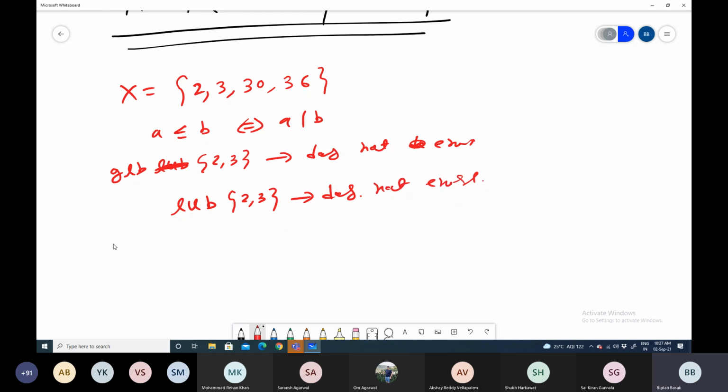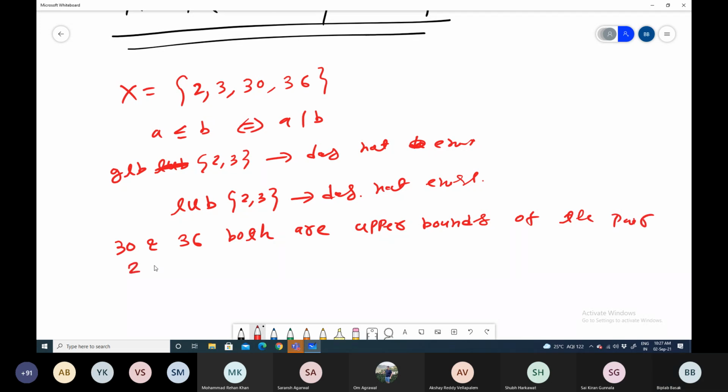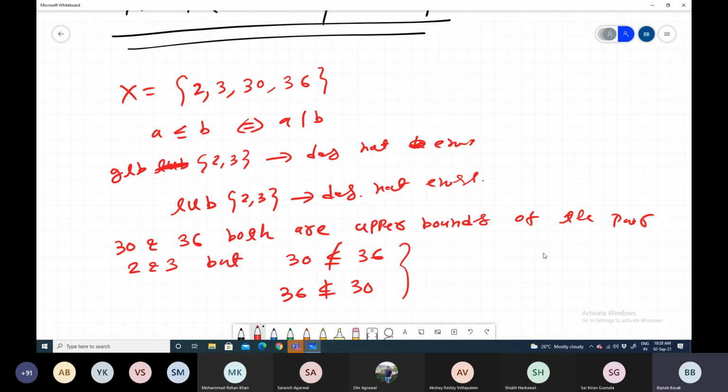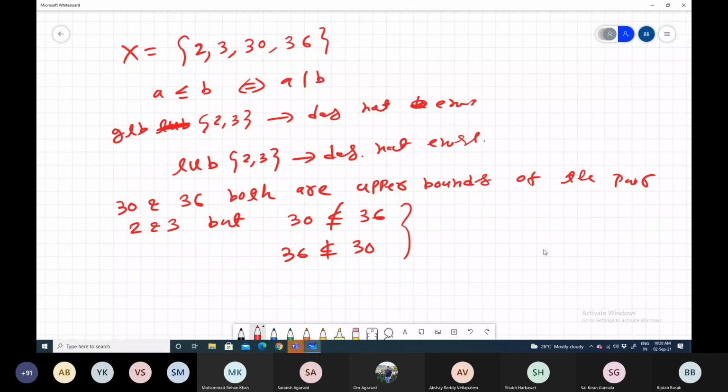Does not exist. Why? Because 30 and 36 both are upper bounds of the pair 2 and 3, but we cannot say that 30 is less than or equal to 36 or 36 is less than or equal to 30. So they are not comparable. Therefore, that upper bound also does not exist. Good one. Right, the second property does not satisfy. Fine.